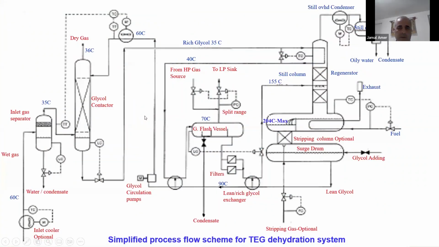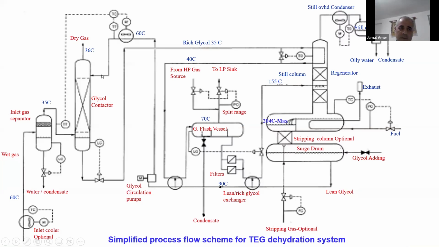As we see here, this is a simplified process flow scheme for the triethylene glycol system. As we said, this system is a continuous system, so the glycol is used, we can say, in a closed circle. The glycol will contact the gas in the contactor. This is the contactor. The glycol comes from the regeneration system, from the reboiler, through the pumps. Here, this is the glycol circulation pump. It will go to the contactor.